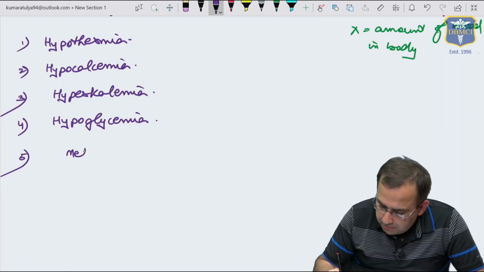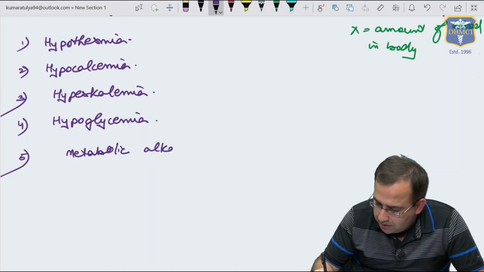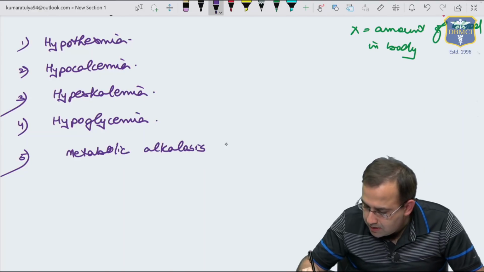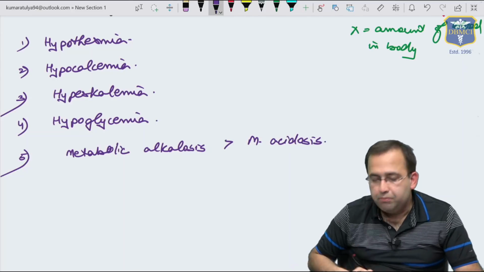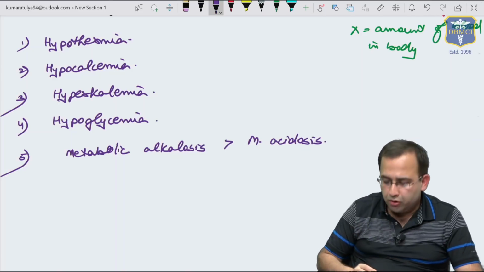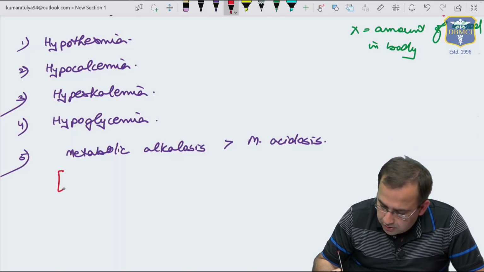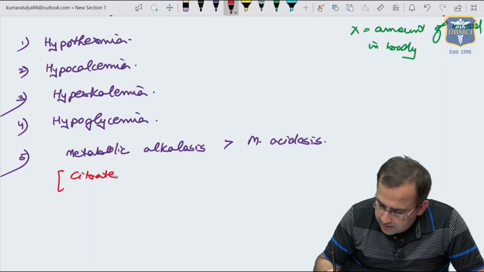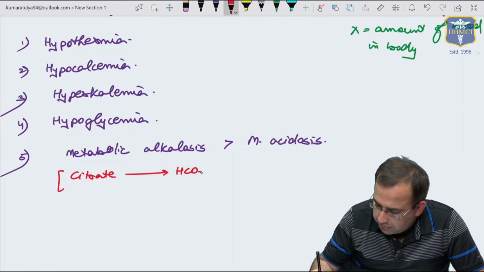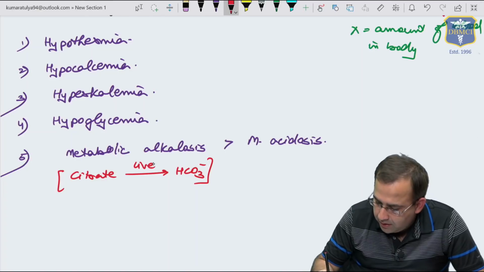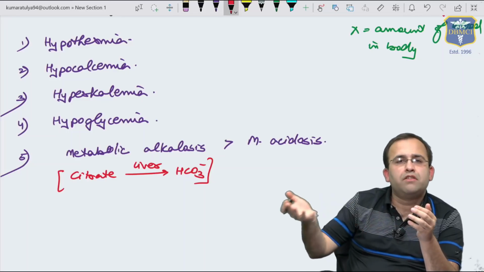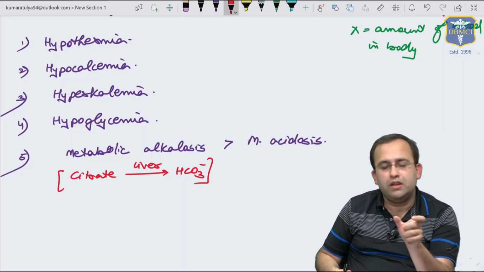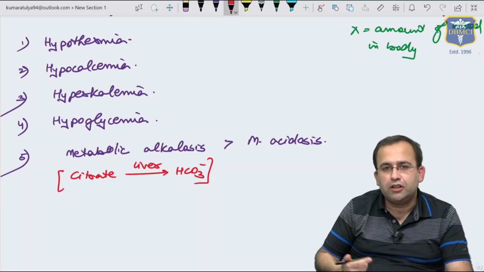Next, metabolic alkalosis. This was the question that was asked. Metabolic alkalosis is more common than metabolic acidosis. Both can occur, but metabolic alkalosis is more common. Why? Because citrate is converted to bicarbonate in the liver. Sodium citrate is the chelating agent in stored blood. Citrate in the patient's liver is converted to bicarbonate. Bicarbonate is a weak base, leading to metabolic alkalosis.